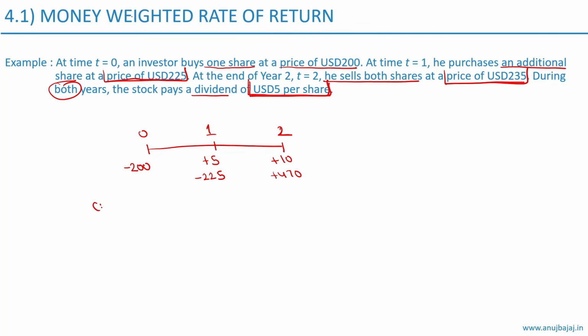So CF0 is negative 200. We get CF1 by combining these two figures, which is negative $220. CF2, again we combine these two to get CF2, which is positive 480.